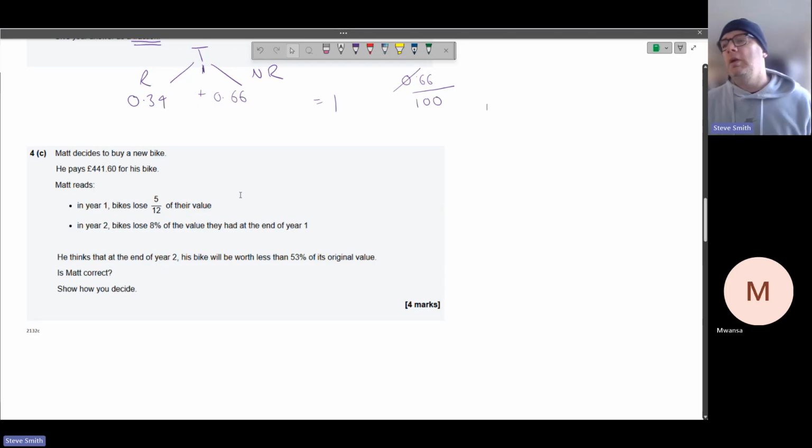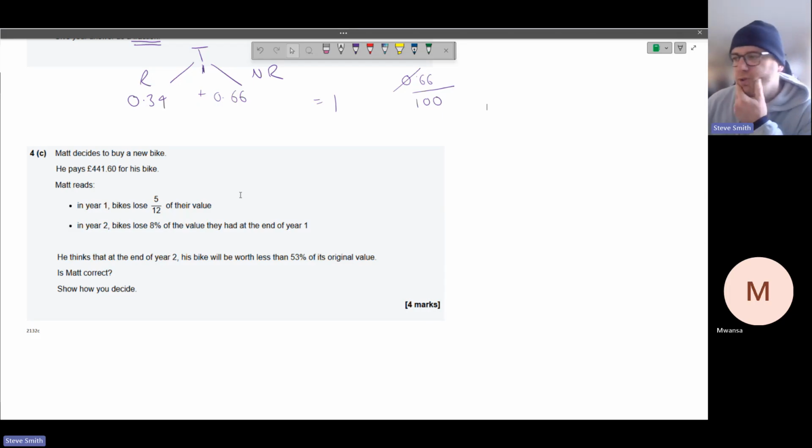For Mark, so a big one. Mark decides to buy a new bike. We've seen this question a couple of times. What I would say is, again, kind of forget about the fact that he's bought a bike and just look at the numbers. He bought a bike for £441 and 60p. In year 1, it loses 5/12 of its value, so minus 5/12.